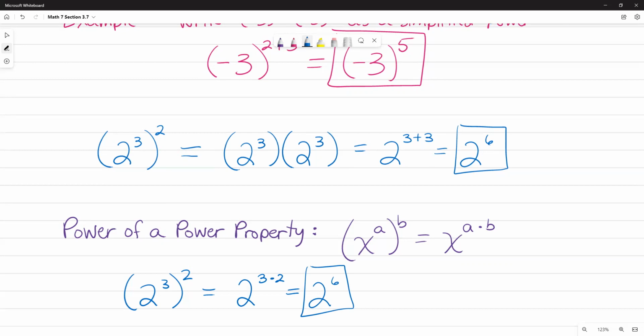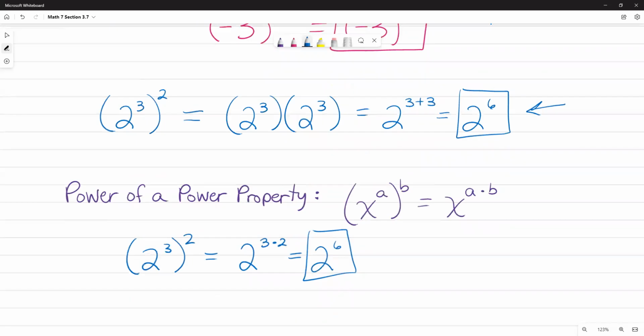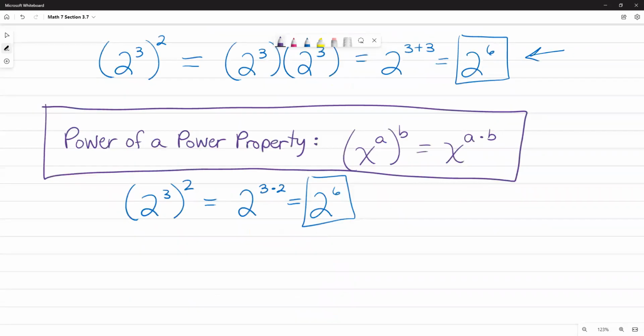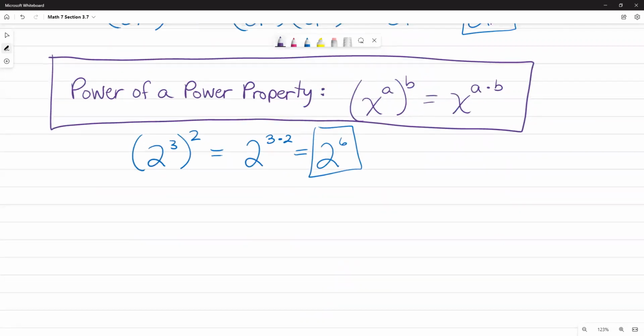Which is the answer that we got up here. So in this case, you don't have to expand it based on that top exponent. Instead, you just multiply. Okay. So let's look at another example. All right. Again, I'm going to use the power of a power property, which is the second part of this.